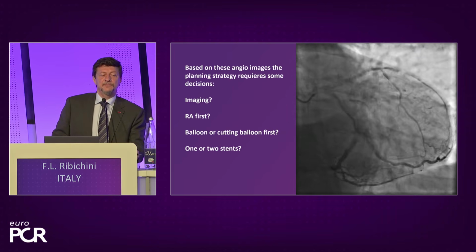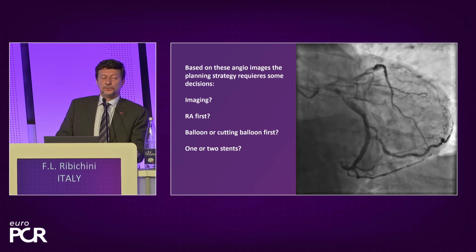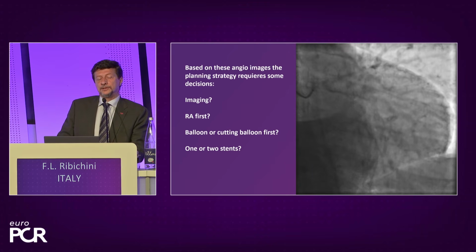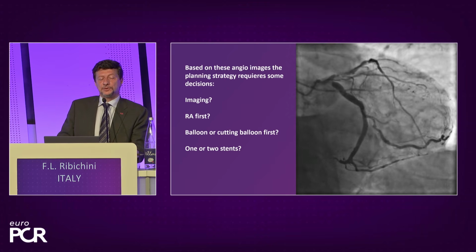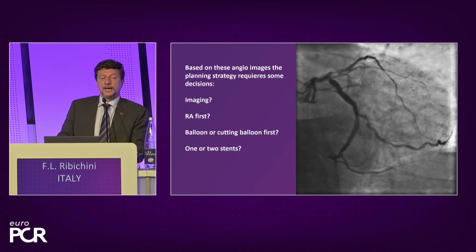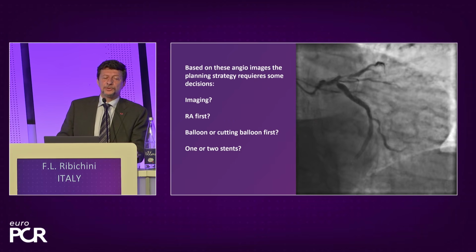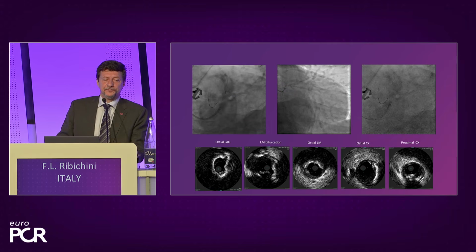So based on these images, I have no doubt to interrogate the lesion with intravascular imaging and take the decision whether rotablation will be my first choice or a cutting balloon as an associated device after rota, and whether to use 1 or 2 stents.